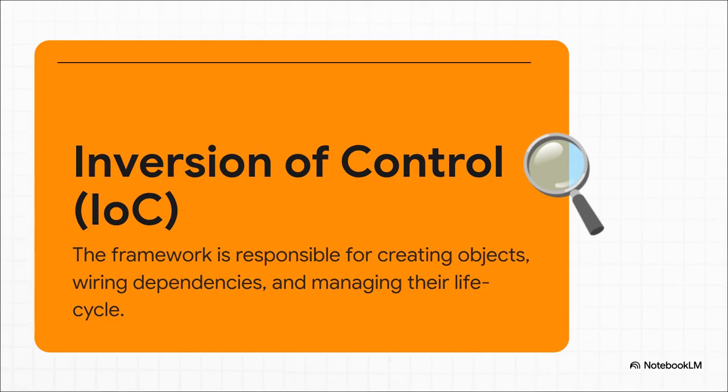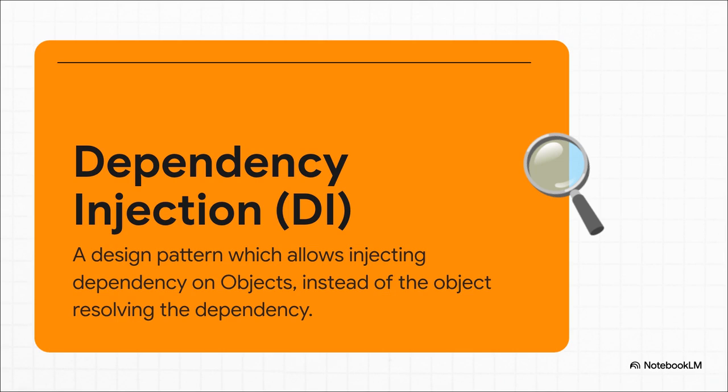You see, normally, you, the developer, would be in charge of creating your objects, connecting them, and managing their whole life. With IOC, that control is, well, it's inverted. It's flipped. You hand over the keys to the Spring container and let it handle all that heavy lifting. So, how does the container do all this magic? It uses a design pattern called dependency injection, or DI. If IOC is the what, then DI is the how.